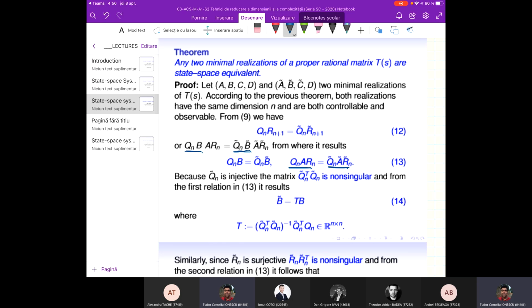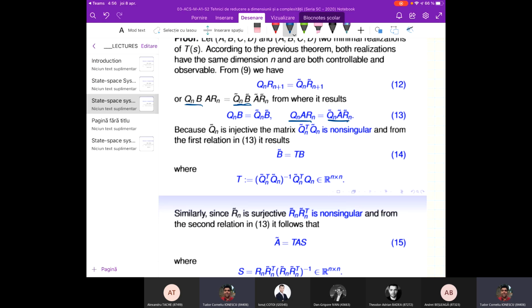Now since we have these other properties, that Q is injective, and the matrix, and I think here an n is missing, the matrix Qn tilde transposed Qn tilde is not singular, and using the first relation in 13, which is this one, we have that B tilde is TB, where we can pick T to be this matrix.